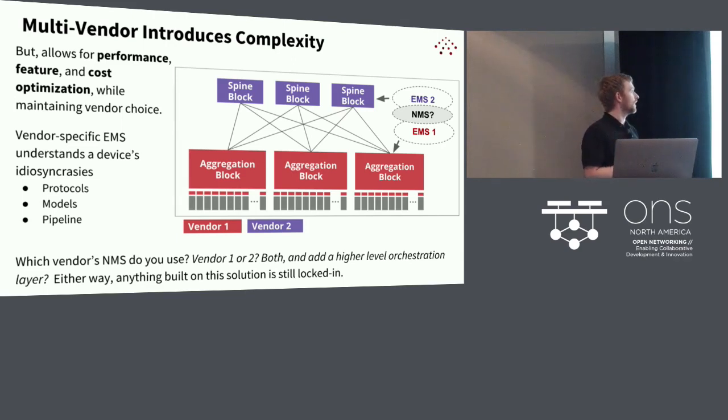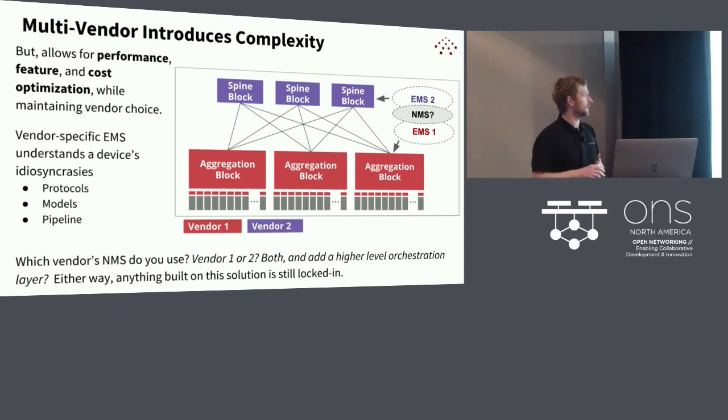And those questions are things like, how do I understand the idiosyncrasies of the protocols that are used in a given box? What are the models that are in use? What's the pipeline for the ASIC that I'm using on this particular box? Typically, these boxes will come with EMSs, which will help to understand some of these idiosyncrasies, but then they're going to export different models and protocols that you need to adapt to at higher levels.